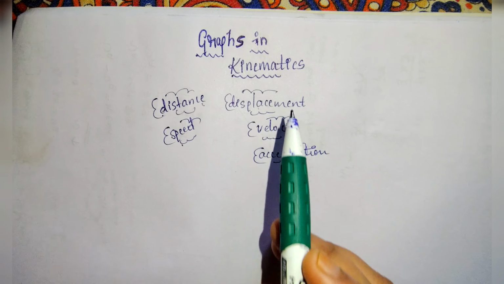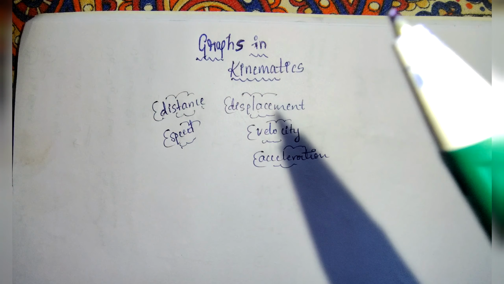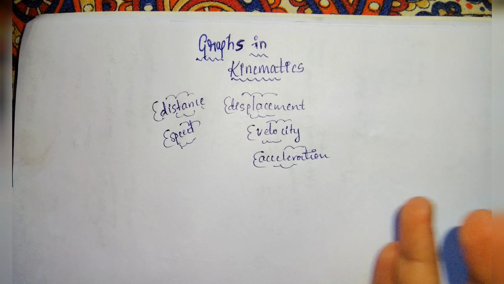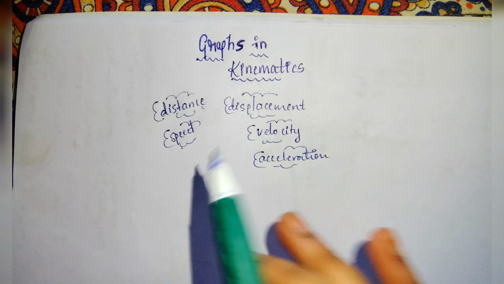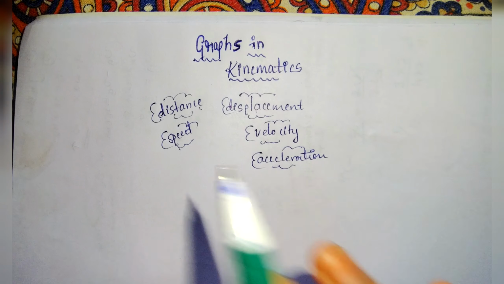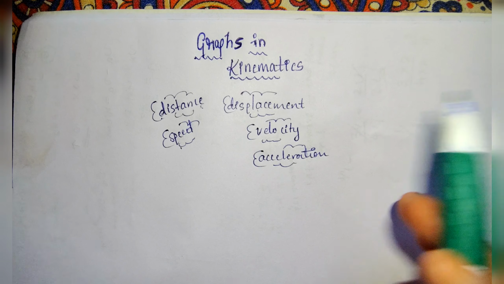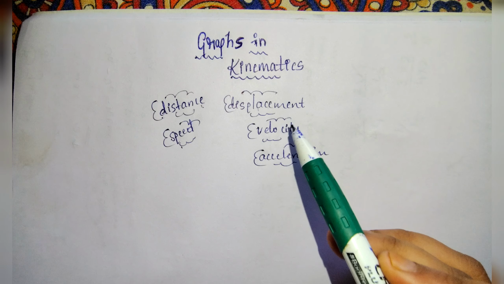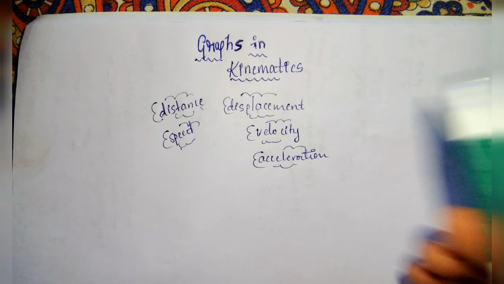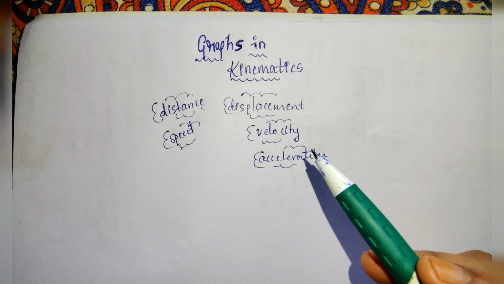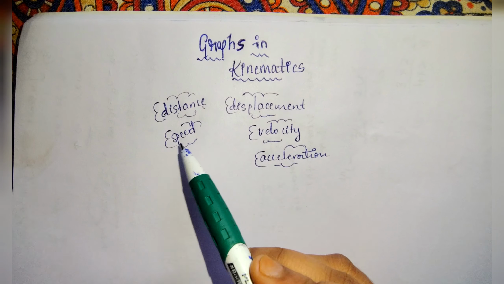Next is displacement. Displacement is the shortest straight line distance from the initial position to the final position of the object, where the initial and final positions matter a lot, and it is the shortest distance. Also, displacement is a vector quantity, my dears, which considers both magnitude and direction.